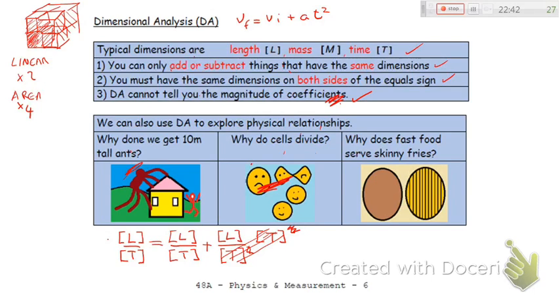Let's look at the volume. So there's a cube. There's the original cube. How many cubes do I have now? 8.